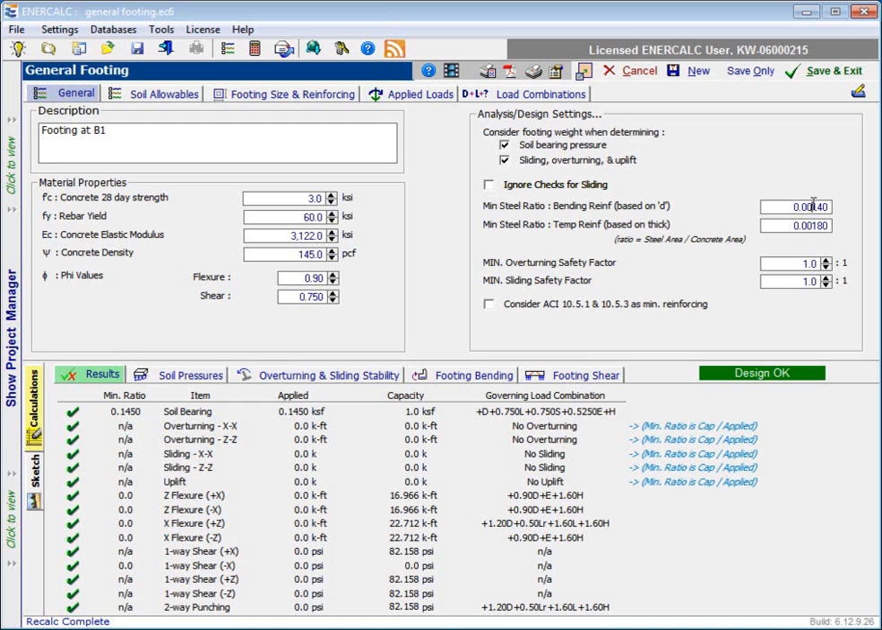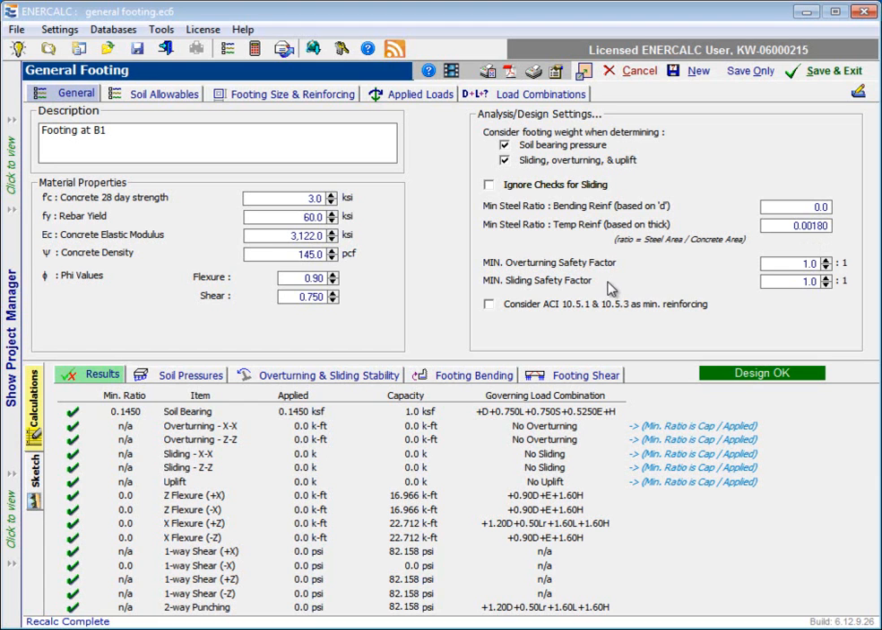So for our purposes, I'm just going to change this upper one to a value of 0. I don't have any specific reason why I would want to limit the reinforcing on the basis of the D dimension, but I do want to make sure that, as per code, the temperature and shrinkage minimum ratio of 0.0018 is respected in the design.